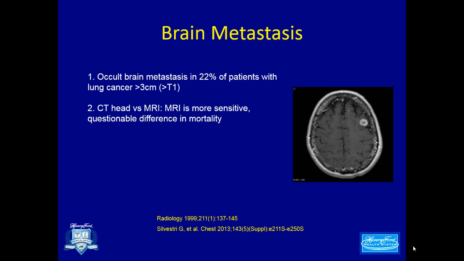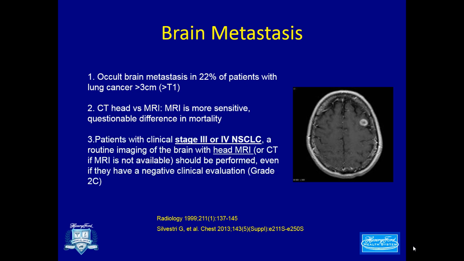So what do you order, a CT scan of the head or an MRI? Pretty much, MRI is more sensitive to see metastatic lesions. However, it's actually questionable whether there's going to be a difference in mortality in these patients. And those previous studies were done only with CT scan of the head or MRI. And if mortality doesn't really change, then maybe there's no point in ordering an MRI.